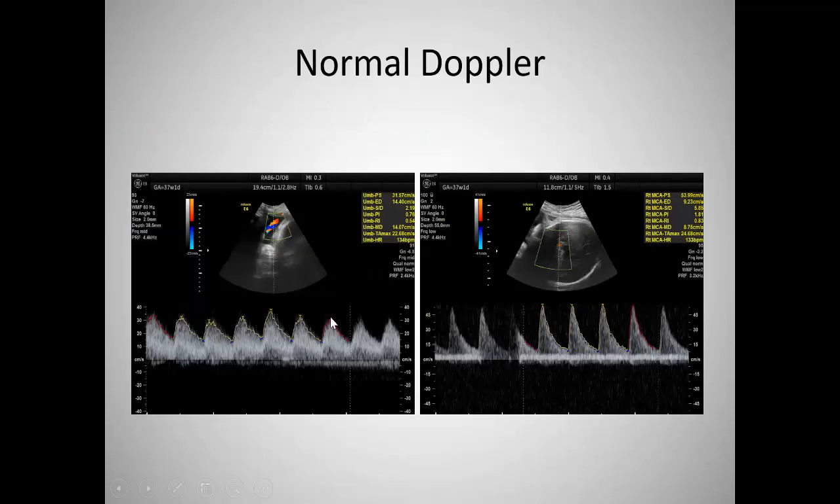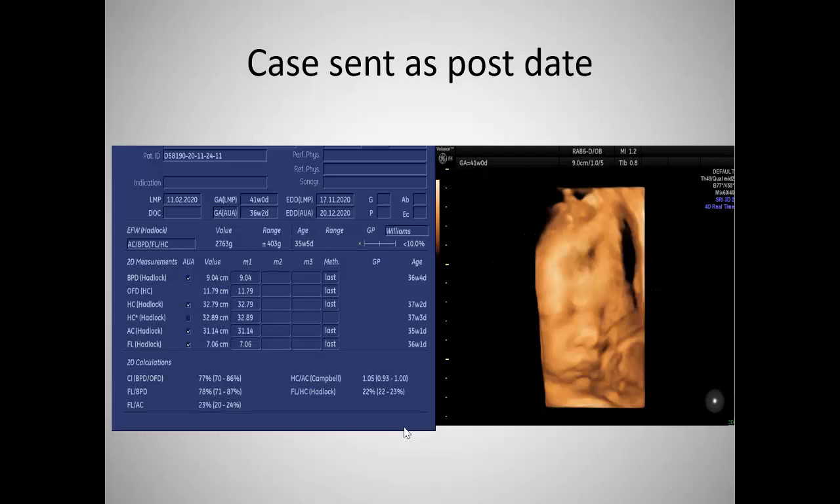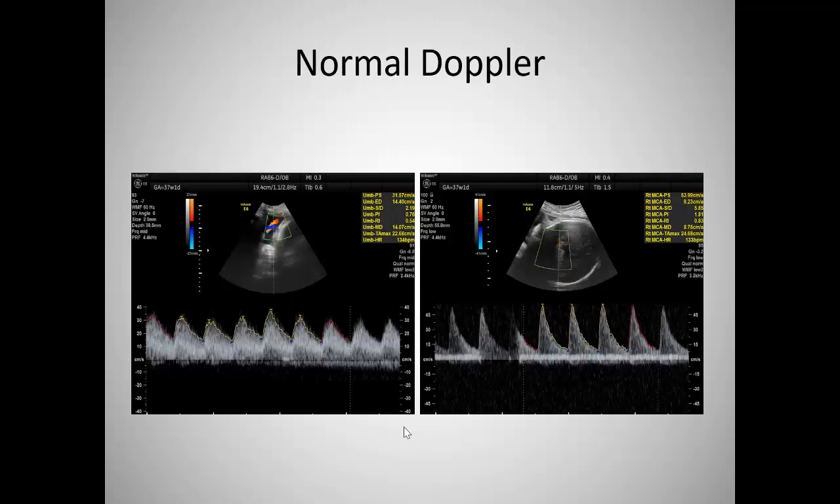Then came the Doppler, and this is also a normal Doppler. Here the RI and PI are normal within the umbilical artery, and this is the middle cerebral artery showing RI 0.8. So we have normal Doppler indices, normal biophysical profile, normal amniotic fluid index. Then for this case I wrote that it's good fetal lung maturity, and sent it to her obstetrician to book her whenever he wants.